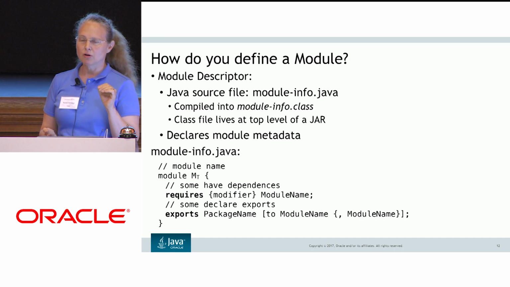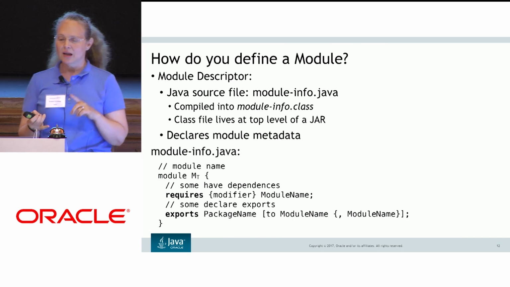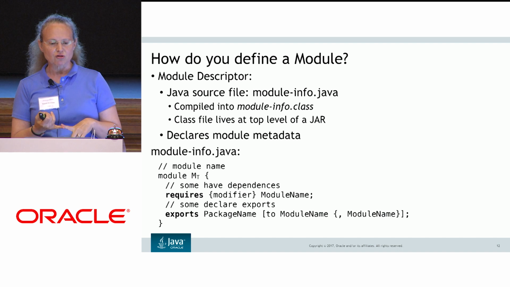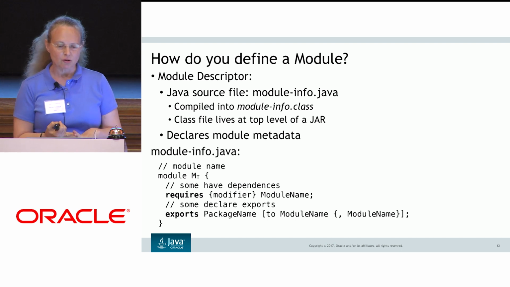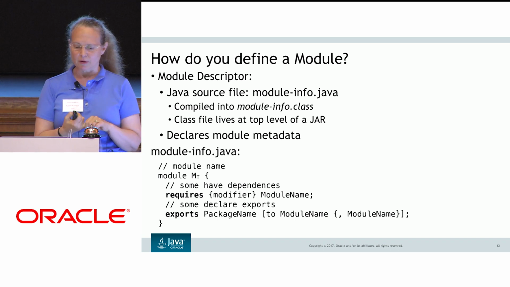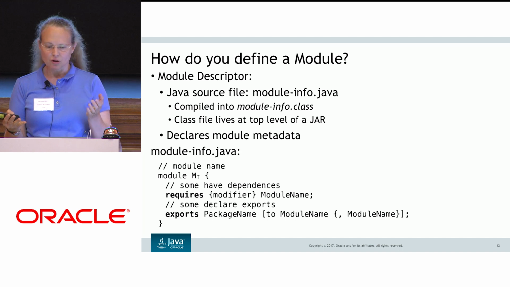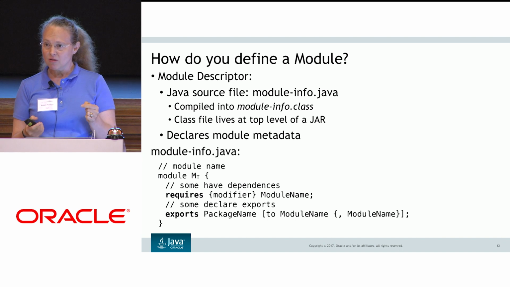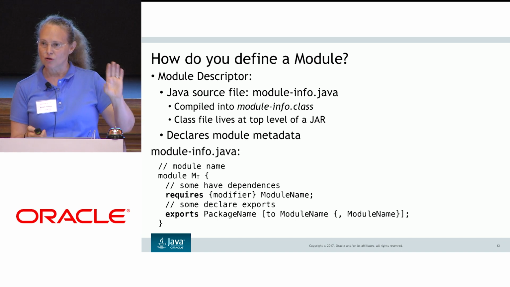How do you define a module? You define it with a module descriptor. Basically, it's a Java source file called module-info.java. We compile it into module-info.class, which is your module definition, and the class file lives at the top of your jar. This declares your module metadata, because we had to have a place to put that important information, like what packages are in it, what your module name is, and what it requires. These are the two key ones. There's lots of others, and there's a link at the end where you can find the others.